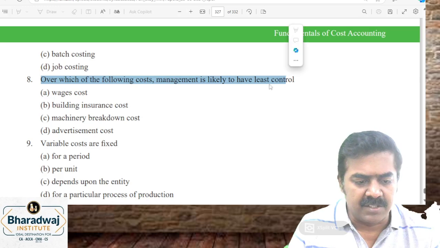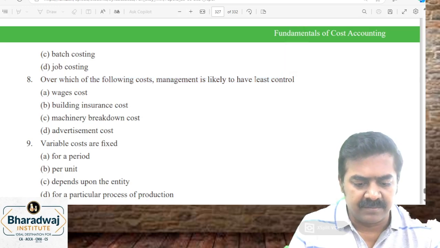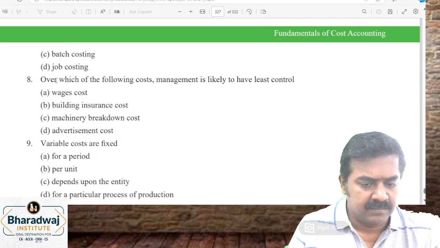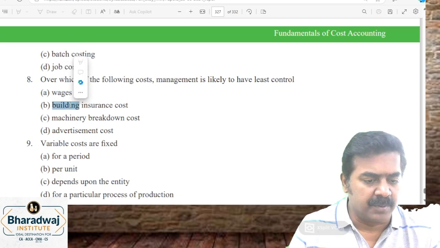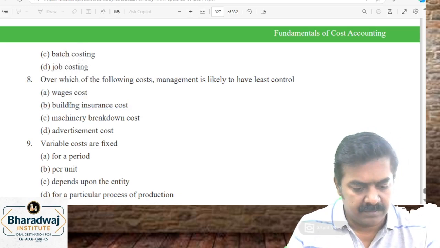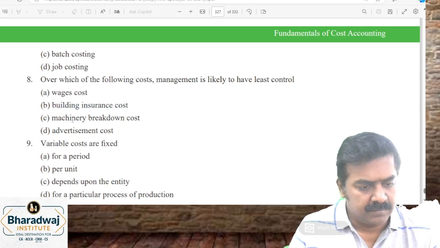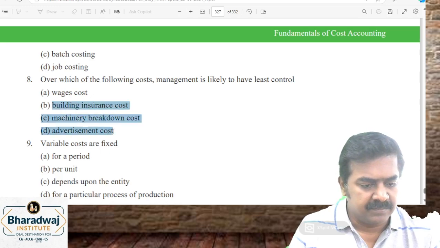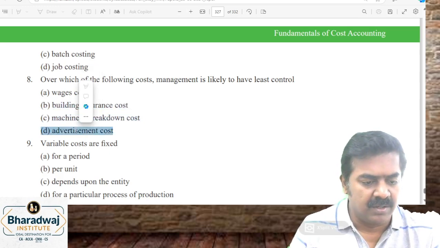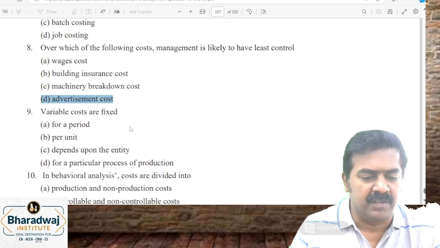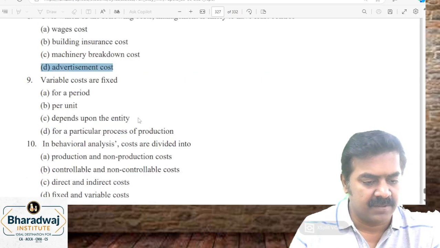Which are the things over which the management will have the least control? Wages cost can be controlled. Advertisement cost. Actually, the question is a wrong question. Okay. Machinery breakdown cost, you will have no control. Advertisement cost, the company will have what? Least control. You don't have control over the cost.